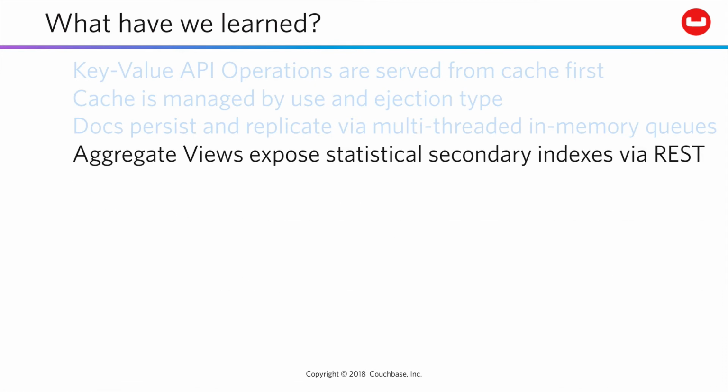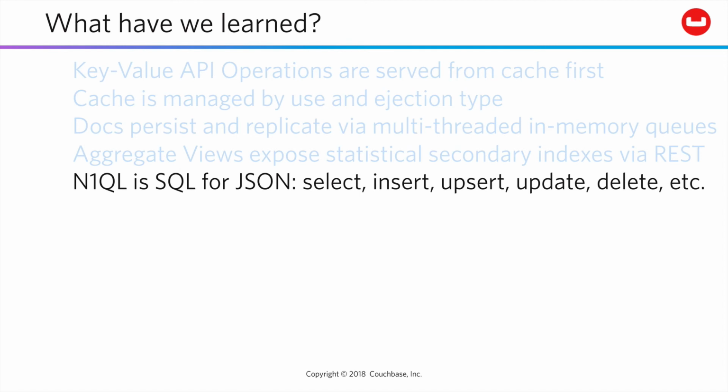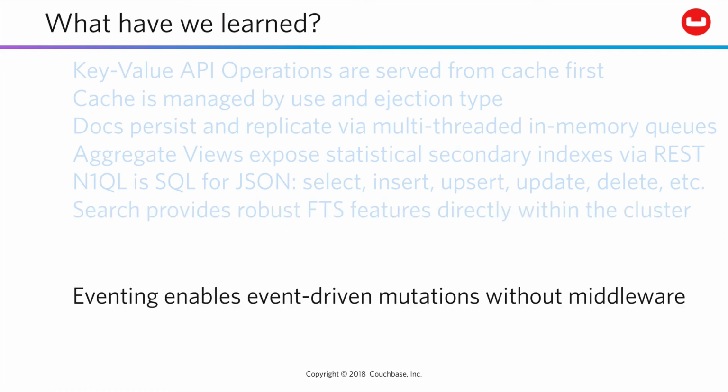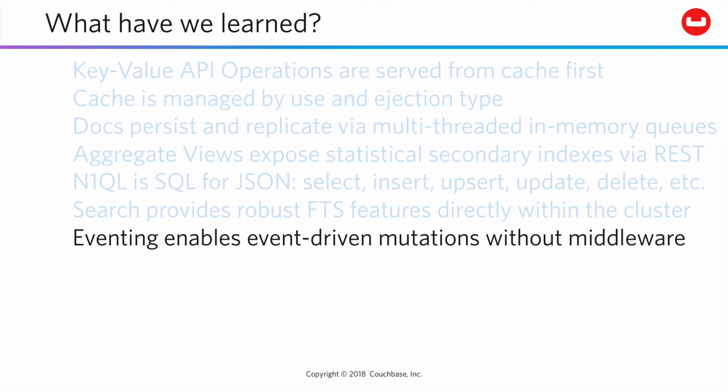Aggregate views can expose statistical indexes via REST. Nickel gives you the power of ANSI SQL with the flexibility of JSON document data modeling. Natural language querying is available without having to pump your data into a separate system just to support a search box. And eventing enables event-driven document mutations without third-party middleware.